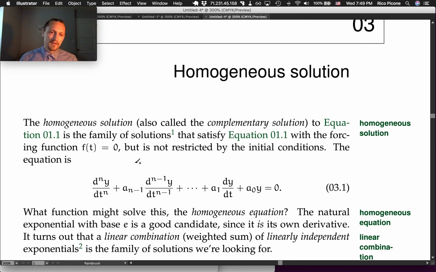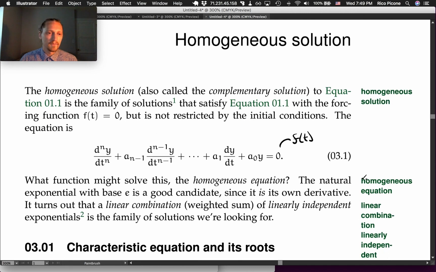So the nth time derivative of the output y plus some coefficient or constant times the n minus 1st time derivative of the output y, and continue to sum all of those up. So the left-hand side is the same as it was in 1,1, and now the right-hand side, f of t, is just equal to 0. So it's kind of nice. Simplified it.